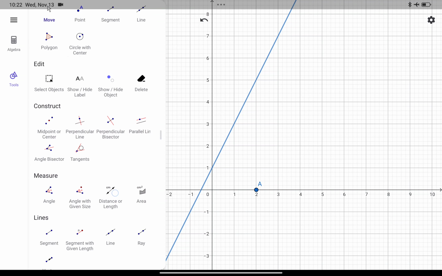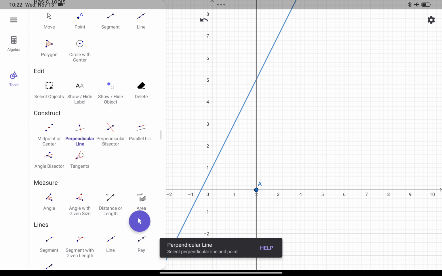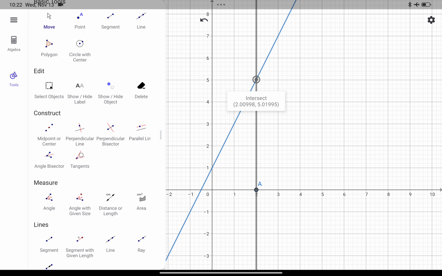We use a perpendicular line to make sure here it's 5. Intersect, y is 5.